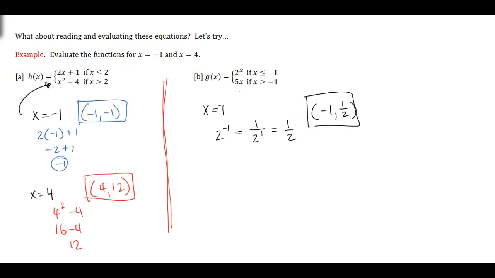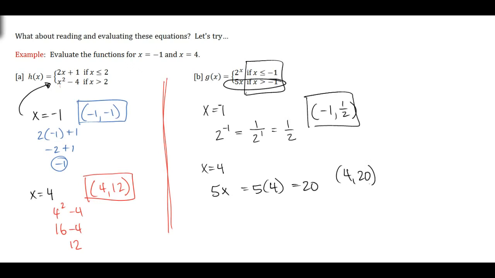Now look, I'm going to try it when x is 4. So again, I go up to our key, and our key says if your number is bigger than -1, we want you to use the bottom. You're like, okay, I'll use the bottom then. 5x, so that's 5 times 4, and that's 20. So the point (4, 20) is on the graph, right? So you're like, yes, we just figured it out.